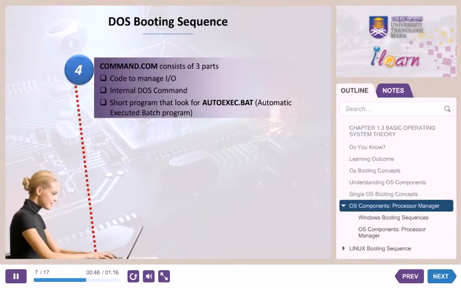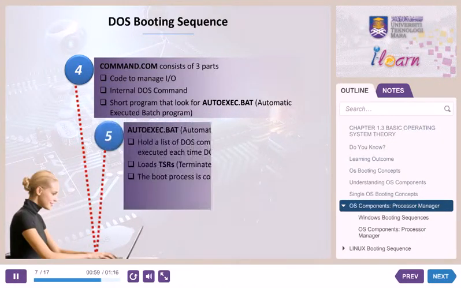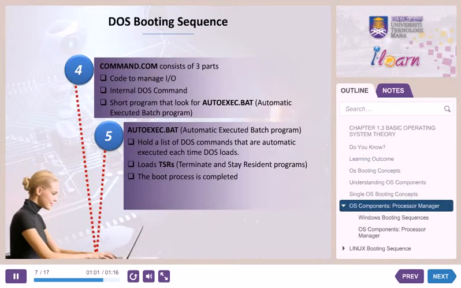Command.com consists of three parts: code to manage I/O, internal DOS commands, and a short program that looks for autoexec.bat, the automatically executed batch program. Autoexec.bat holds a list of DOS commands that are automatically executed each time DOS loads. It loads TSRs, terminate and stay resident programs. The boot process is completed.